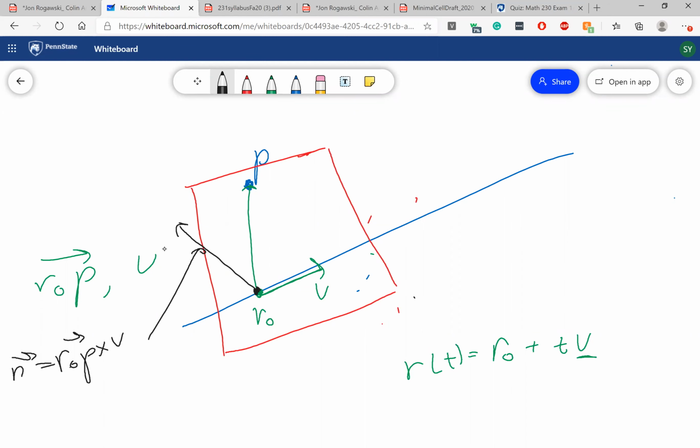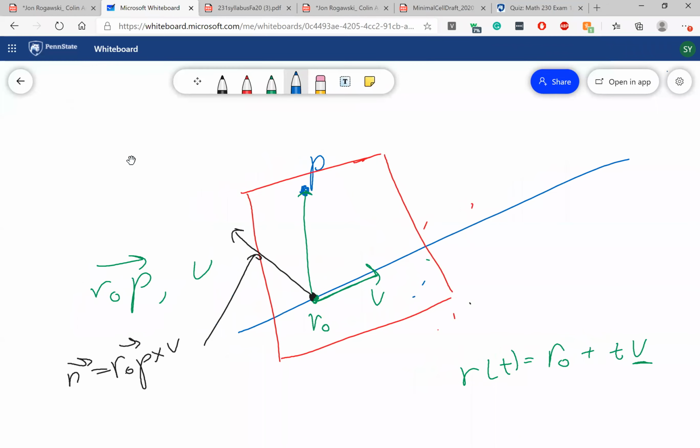Could you explain that again? Yeah, so we have a line, and we have a point, and we want to find the plane that goes through this point and also this line.